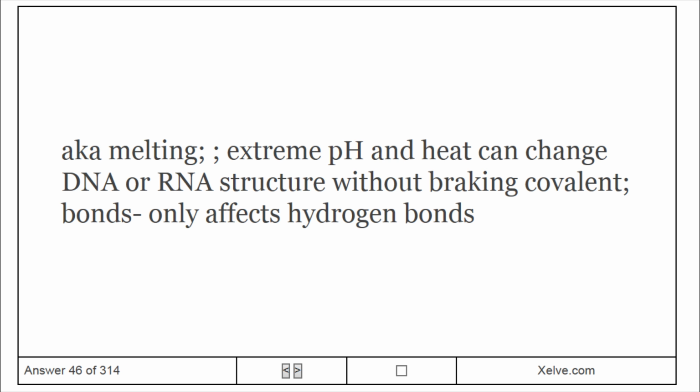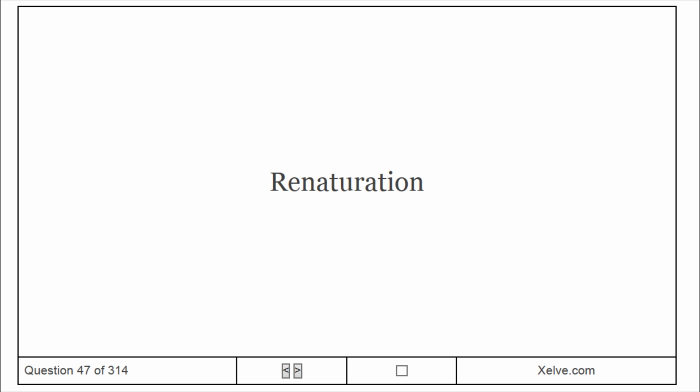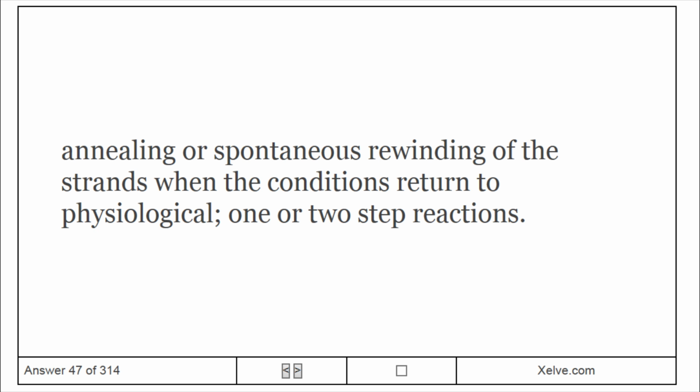Denaturation, aka melting. Extreme pH and heat can change DNA or RNA structure without breaking covalent bonds. Only affects hydrogen bonds. Renaturation. Annealing or spontaneous rewinding of the strands when the conditions return to physiological.